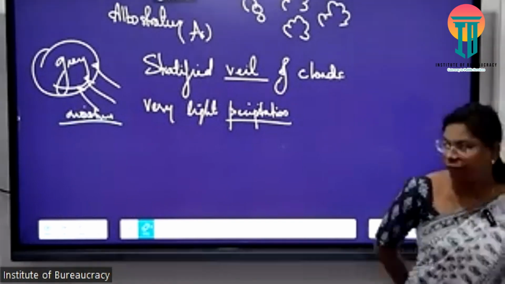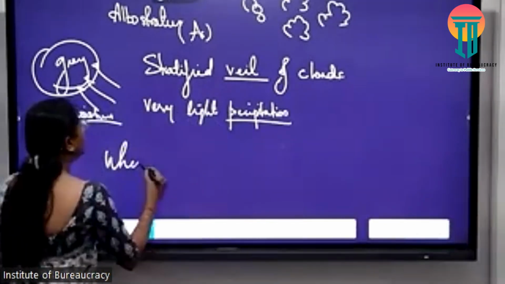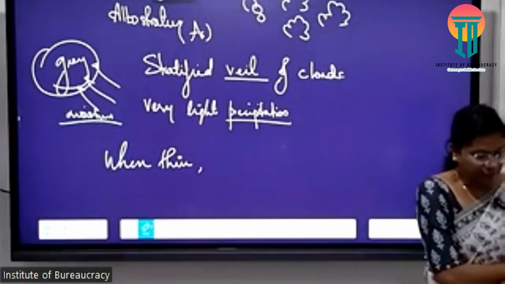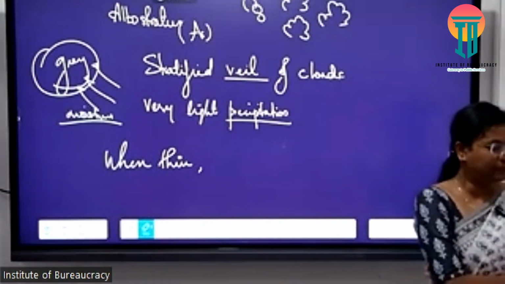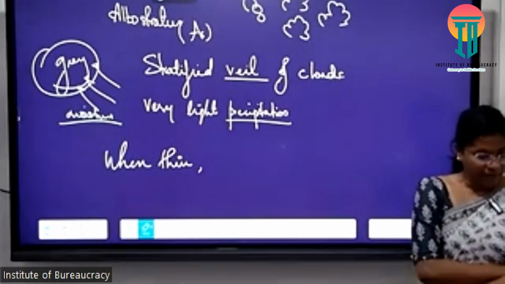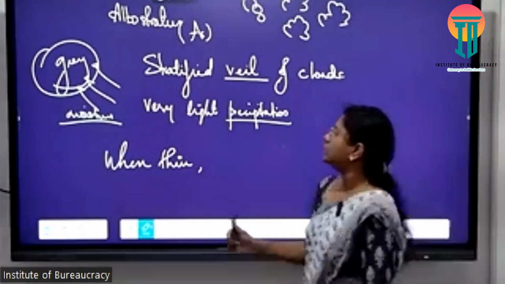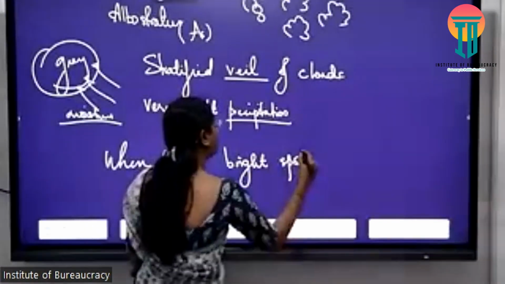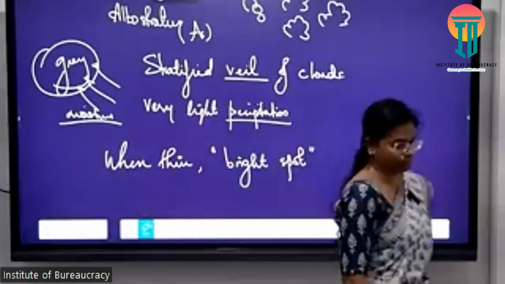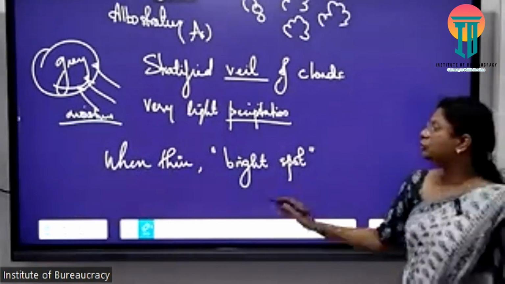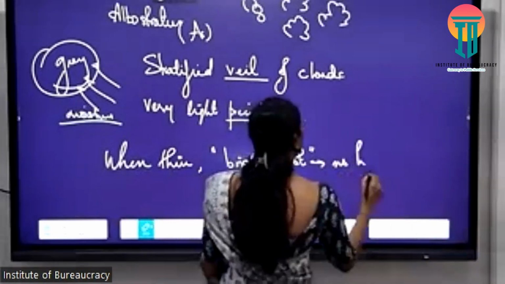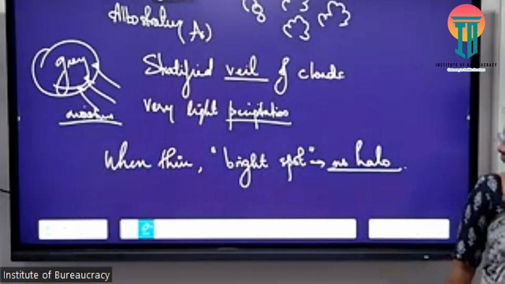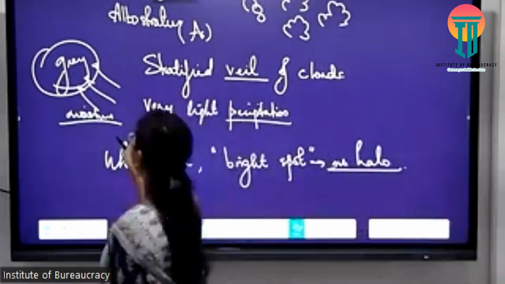Next, characteristics of altostratus. When the layer of altostratus is thin, the sun or moon may be visible as a bright spot, but no halos are produced.